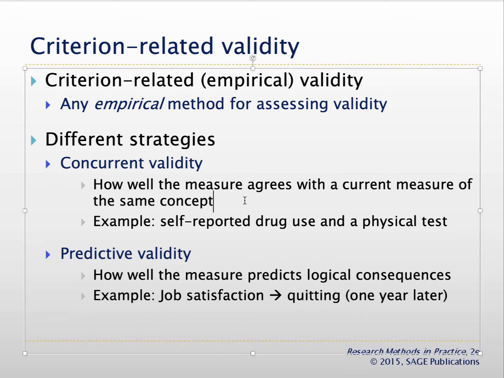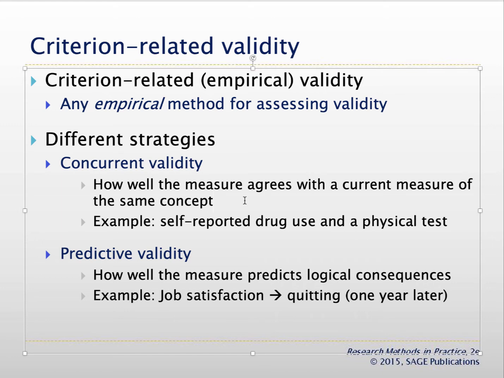There's what's called concurrent validity. If you have some other measure of what you want to know, how well does this new one agree? An example would be a self-reported measure of drug use, such as illegal drug use, and a physical test for that drug. How well does self-reported drug use match the physical test? Spoiler alert, self-reported illegal drug use is substantially underreported. It's biased downward. The measure is too low.